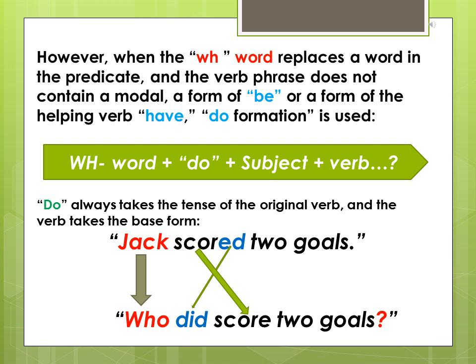However, when the WH word replaces a word in the predicate and the verb phrase does not contain a modal or a form of be or a form of the helping verb have or do, the do formation is used. So this rule: WH word plus do plus subject plus verb. So do always takes the tense of the original verb, and the verb takes the base form.